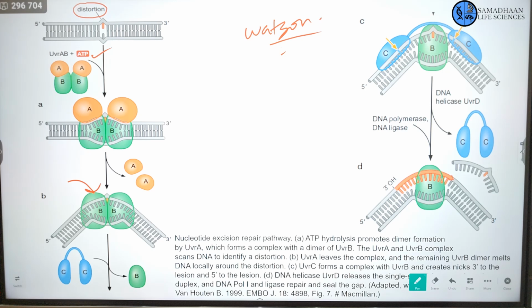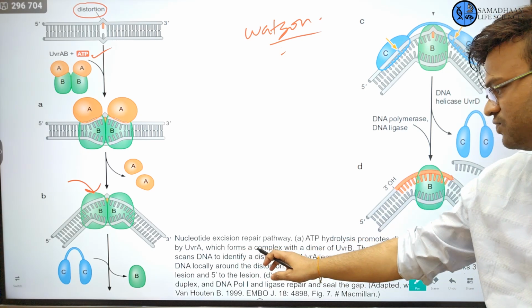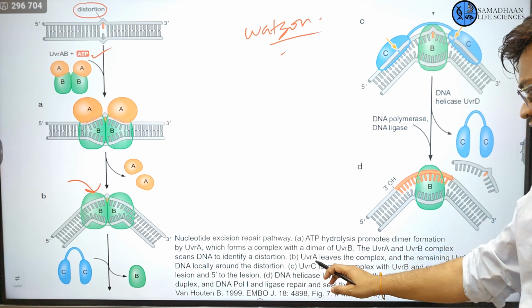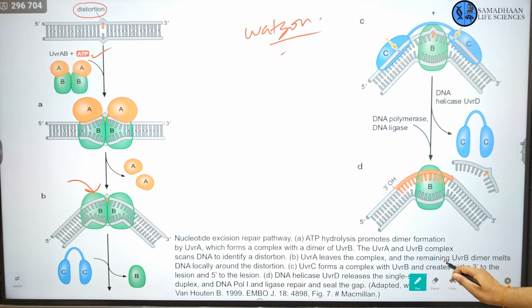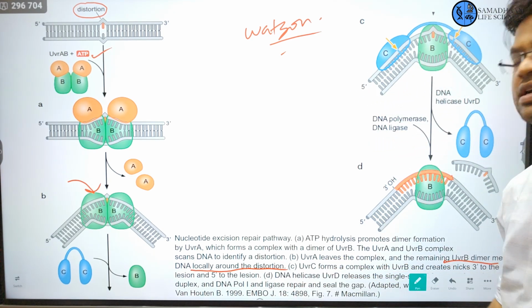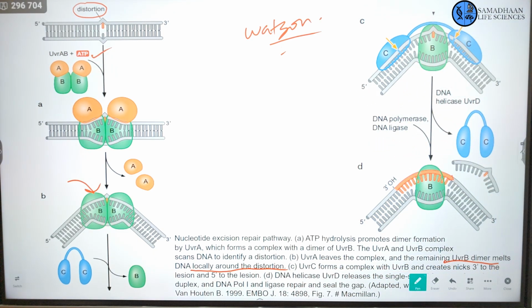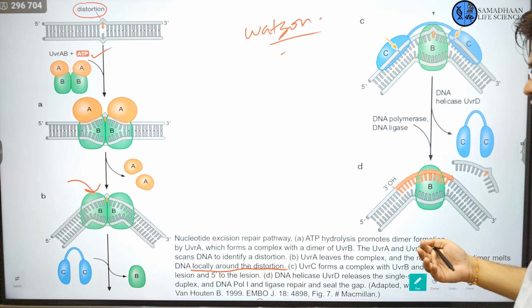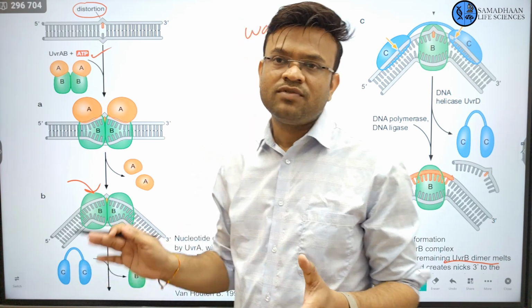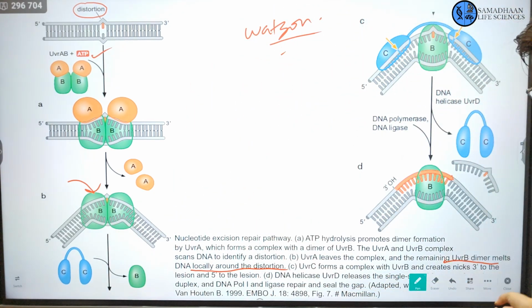So you can see that ATP hydrolysis promotes dimer formation by UVRA, which forms a complex with dimer B. UVRA and UVRB complex scans DNA to identify the lesion. UVRA leaves the complex, and the remaining UVRB dimer melts DNA locally around the distortion. So this is the point that I was talking about. Finally, UVRC will be coming over here. It will be making cuts, and then UVRC would also leave, then DNA polymerase 1 and things like that would come. Okay, so I believe you would have got a clear understanding with the different diagrams that I have shown.